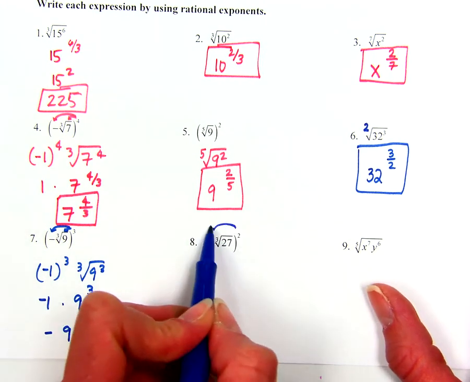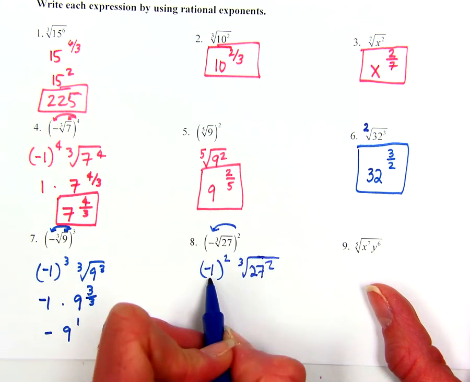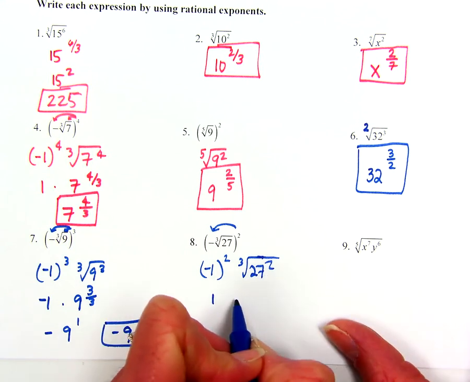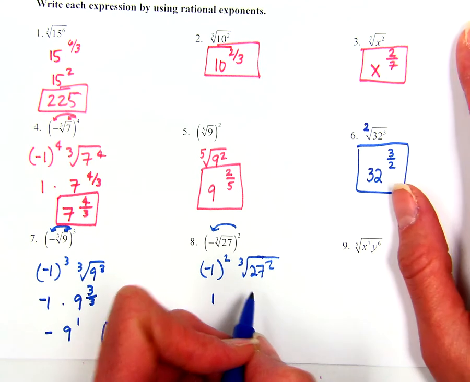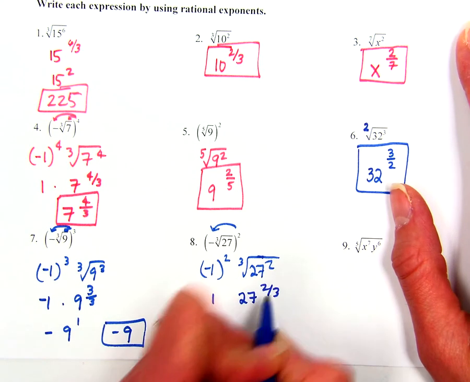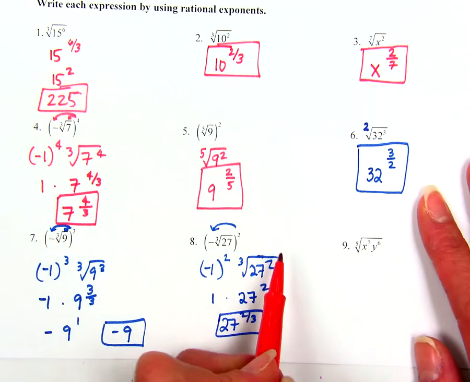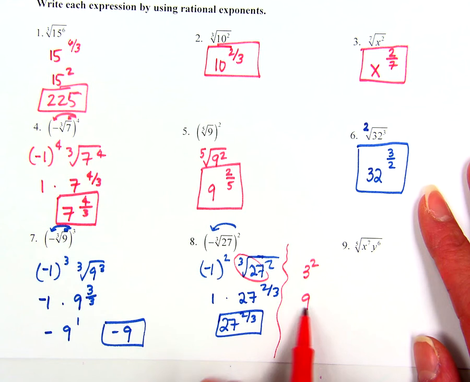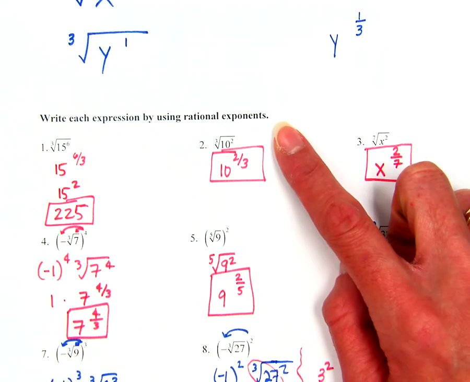All right, this one we want to square our negative sign, and we want to do the cube root of 27 squared. So we've got -1 squared, that's 1. The cube root of 27 squared, we can do 27 to the 2/3. Okay, so this could be your final answer because you don't really need a 1 there. Another way that you might see it is, when we get to this point, the cube root of 27 is 3. So 3 squared is really 9. So you could leave it as 27 to the 2/3. That's fine because it does say write each expression using rational exponents.